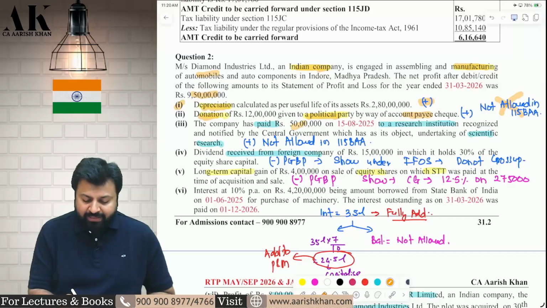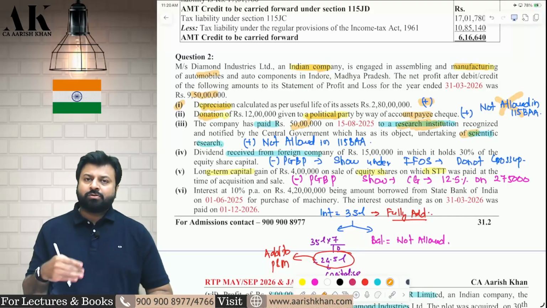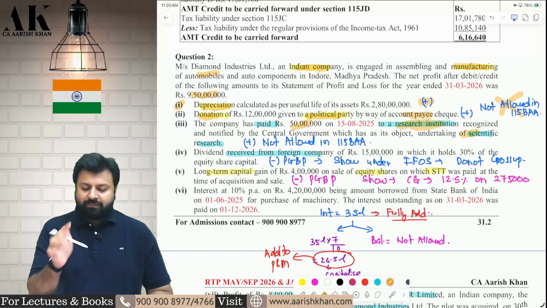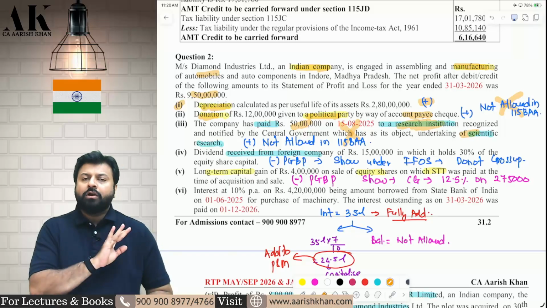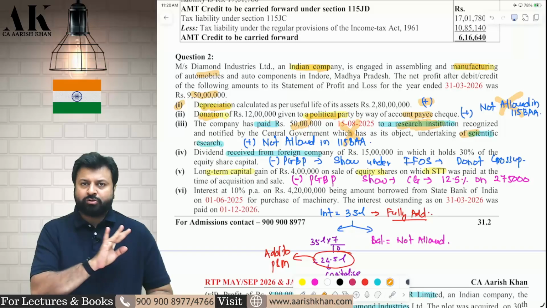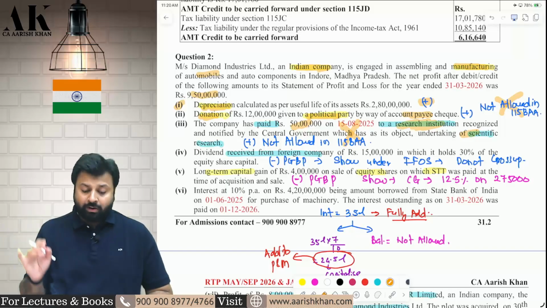Next one, you are paying 50 lakh rupees to a scientific research association. Generally, a scientific research association is allowed as deduction under section 35, but in the new regime 115BAA that is also not allowed. Donation to scientific research association, statistical research association, social science association is not allowed as deduction.